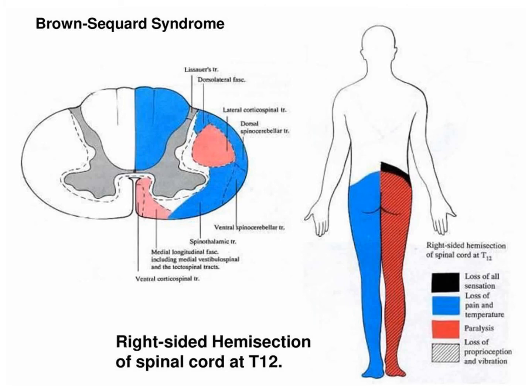Thereafter there will be upper motor neuron type of paralysis below the level on the ipsilateral side, and loss of proprioception and vibration, that is the dorsal column sensations, while on the contralateral side there will be loss of pain and temperature sensations.